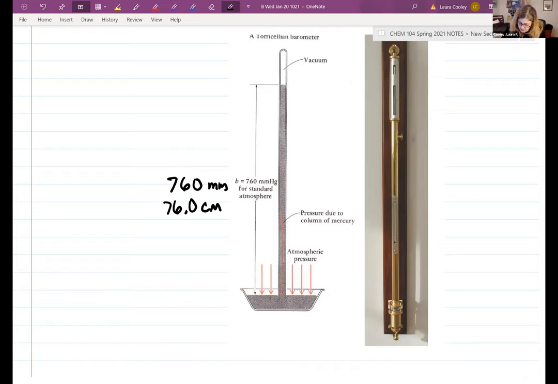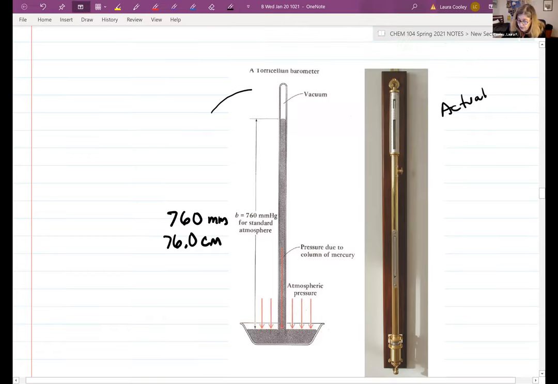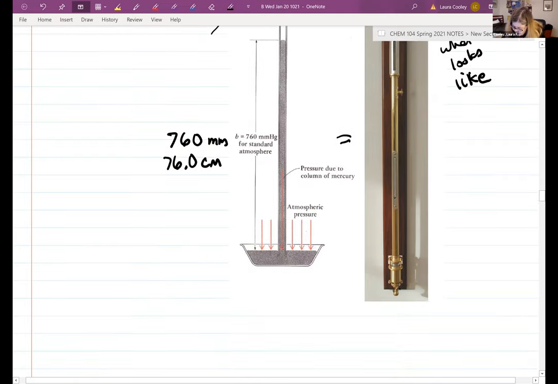In fact, what I show you here is the same type of picture that I've been showing you on the left, but this is what it actually looks like. I could have taken this photograph off the wall in one of the labs in Clark Science. And it's actually very hard to even think that this and this are the same, because you have a tiny reservoir of mercury here.